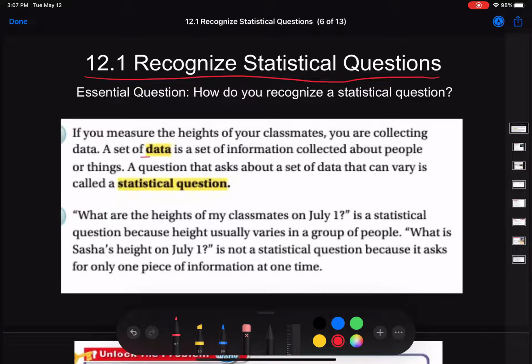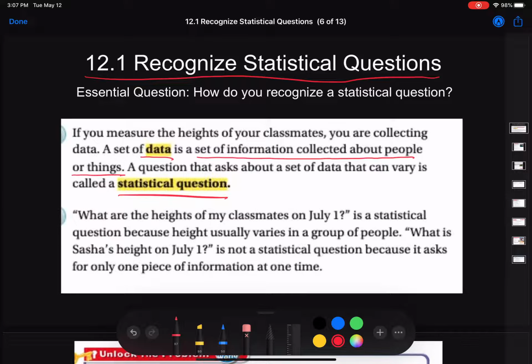Okay, and you have a couple vocab words here that you really should copy down. All right, so the first one is, if you measure the heights of your classmates, you're collecting data. A set of data is a set of information collected about people or things. Okay, so data. What is data? This is what you should write. Set of information collected about people or things.